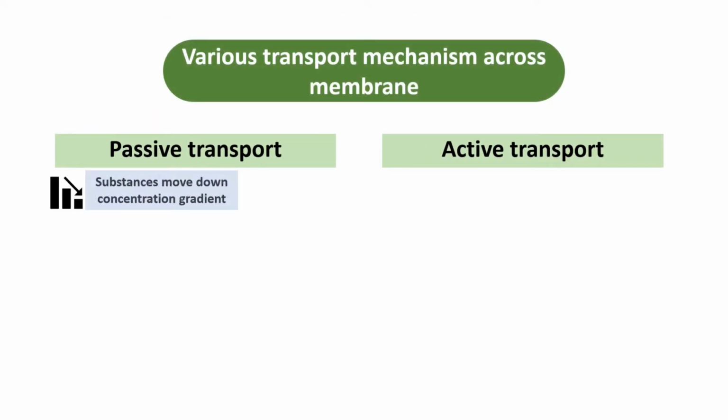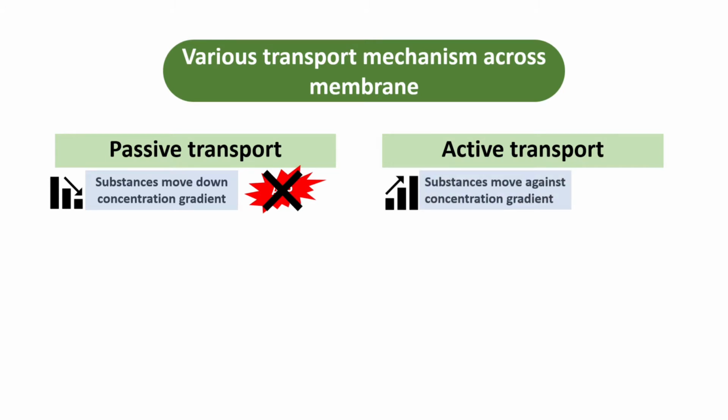Passive transport is the transport of substances across membrane, down the concentration gradient, or from high concentration to lower concentration. ATP is not required. Meanwhile, active transport is the transport of substances across membrane, against the concentration gradient, or from low concentration to higher concentration.